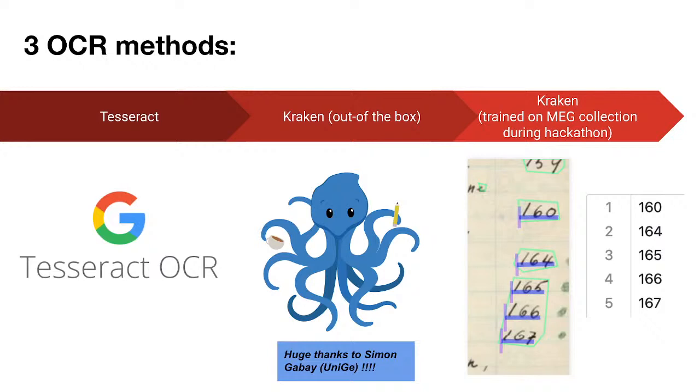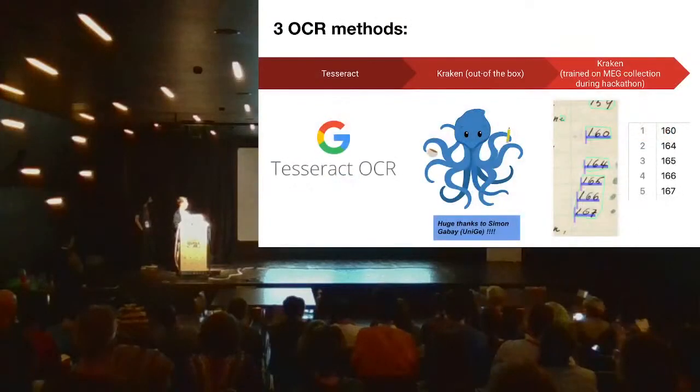And then we tried a family of models called Kraken. So we were very lucky. Yesterday, we had an OCR expert from the University of Geneva come over and help us. So huge thanks to Simon Gabet, who kind of nudged us in the right direction. They have models that have been pre-trained on collections in French from archives in Switzerland. So we were able to take one of these out-of-the-box models and apply them to these registries.